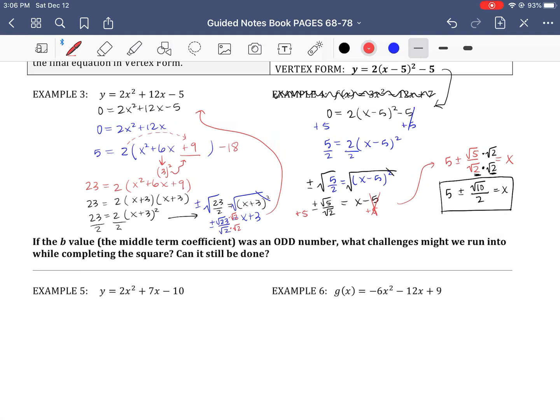So on the top I have the square root of 23 times the square root of 2, which is the square root of 46, and that won't simplify at all. And on the bottom I have the square root of 2 times itself, which just leaves the 2 in there. And that is still equal to our x plus 3, so our final step there would be to subtract this 3 over. So our answer here is negative 3 plus or minus the square root of 46 over 2 is equal to x.